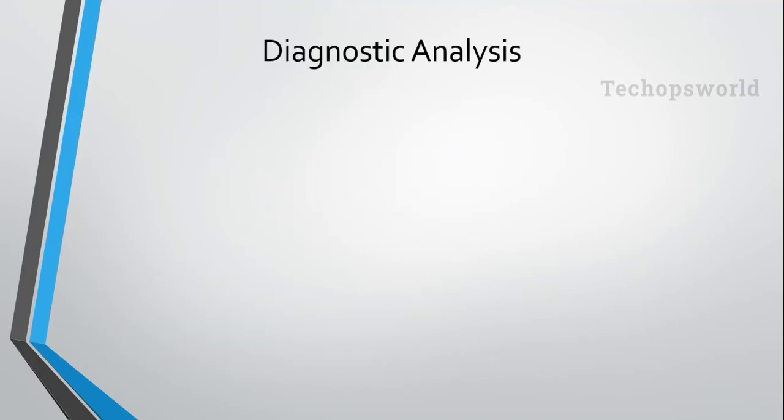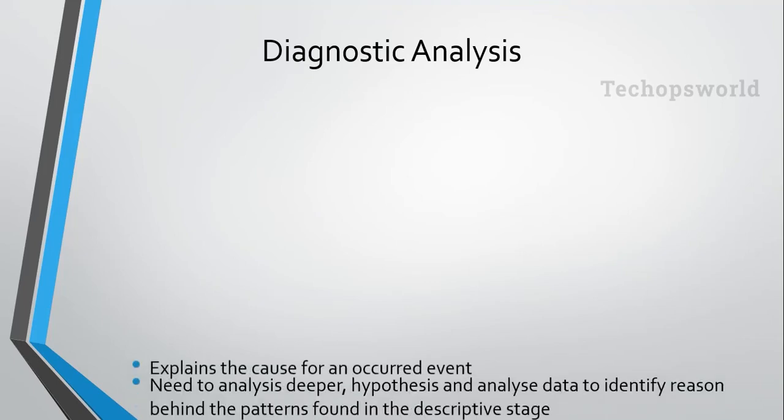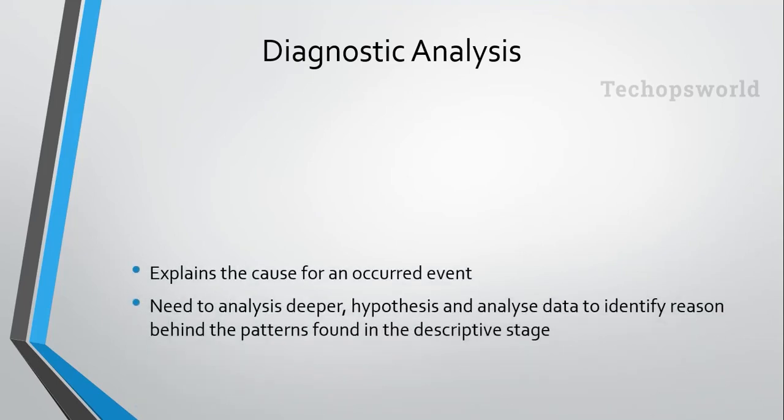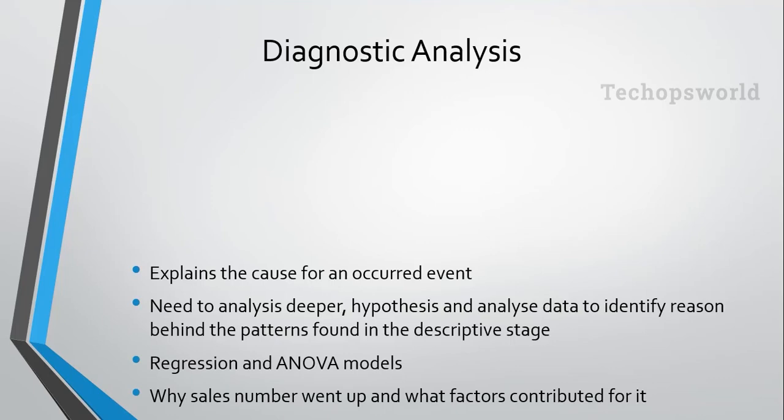So the next is diagnostic analysis. In diagnostic analysis, we dig a little deeper into the data. This analysis gives us the cause of the event that occurred. We can also analyze patterns, form clusters, or find patterns in the information which will help us build predictive models. So regression and ANOVA models can use this diagnostic analysis.